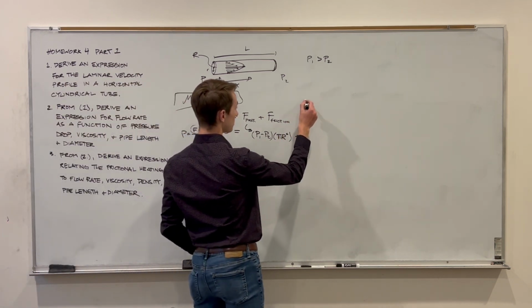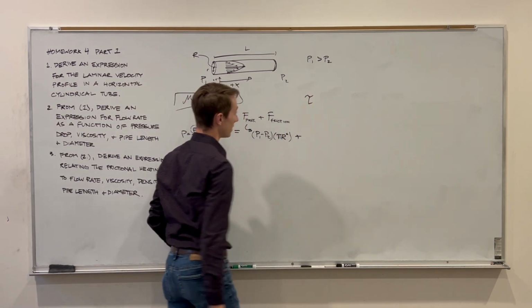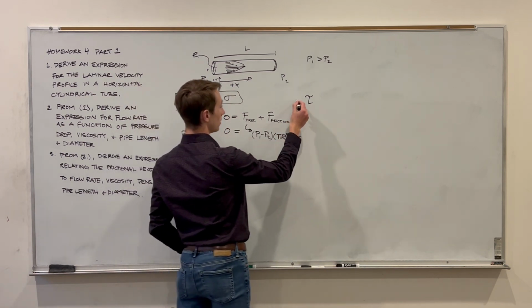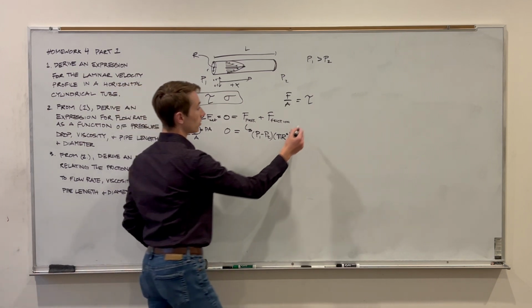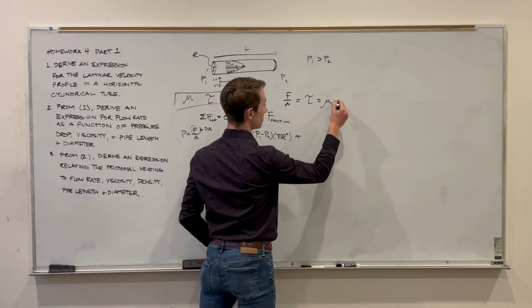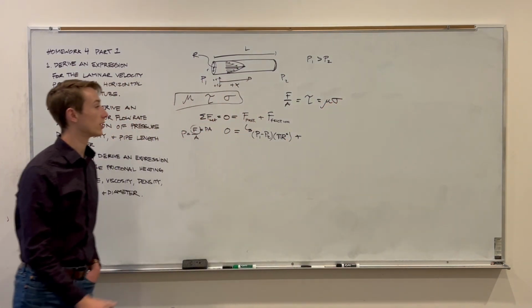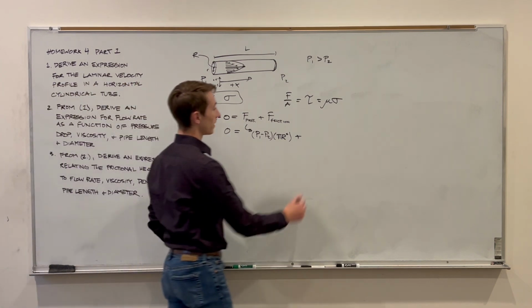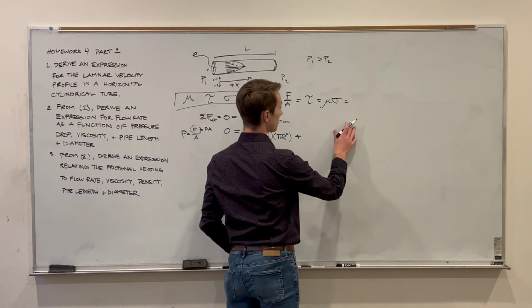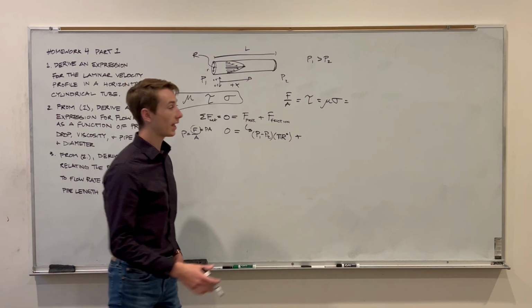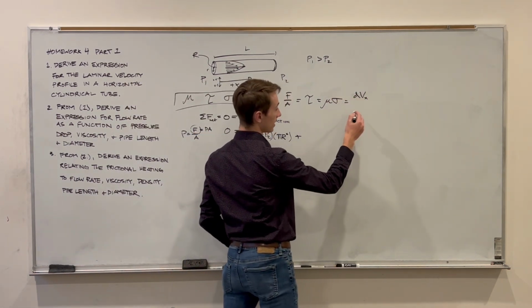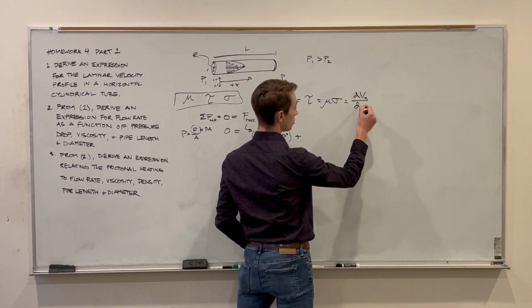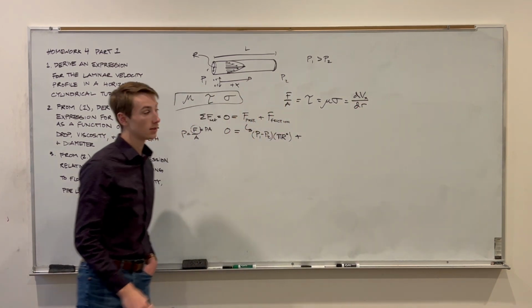So we know that the shear stress, still equal to force over area, is also equal to the viscosity of the fluid times the shear rate. And the shear rate is equal to the change in velocity in the x direction, in this case, with respect to the change in radius.